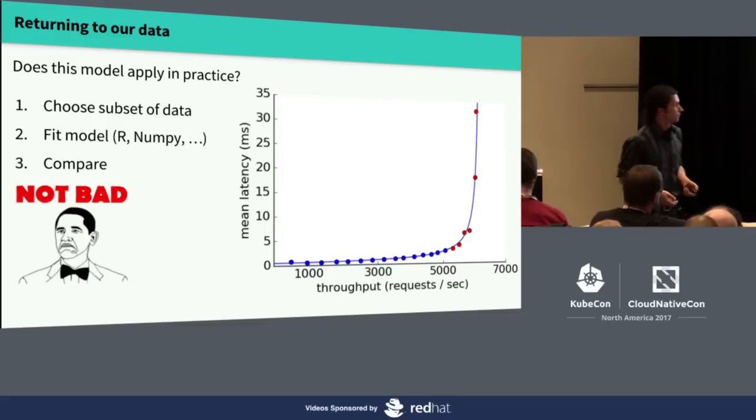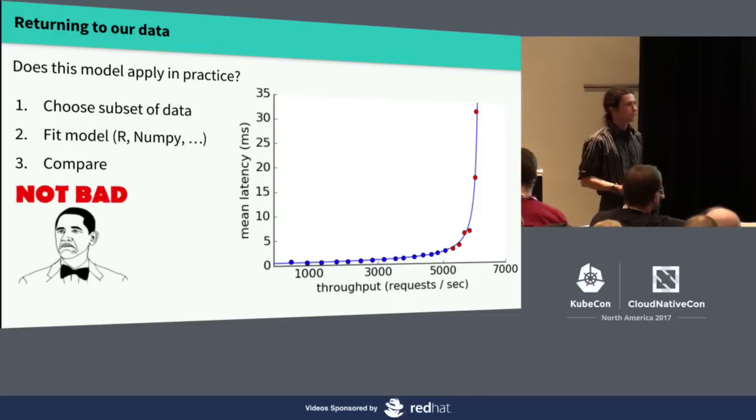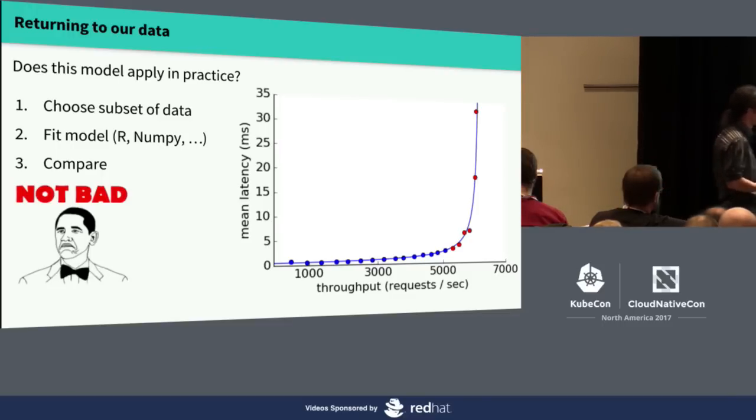And so in this case, the fit is actually strikingly good. So this is encouraging. It means that we've made some radical assumptions, but still come up with a parametric model that pretty well describes our real system. Awesome.